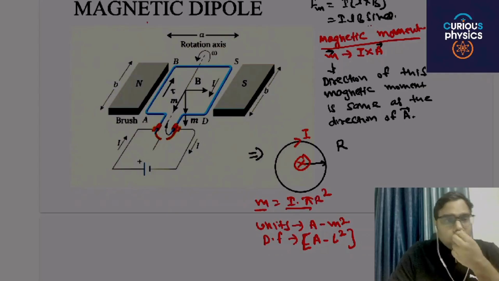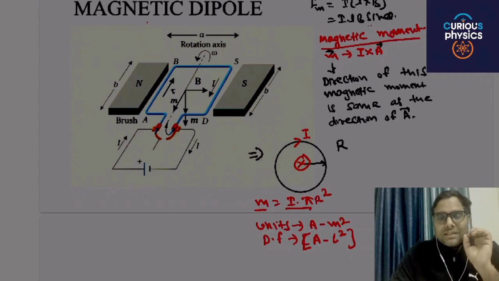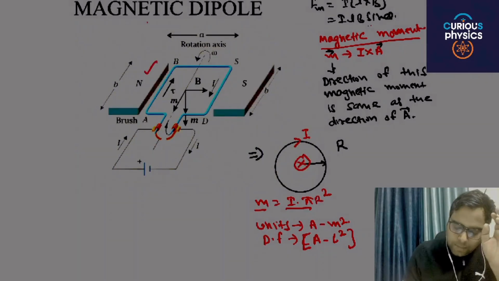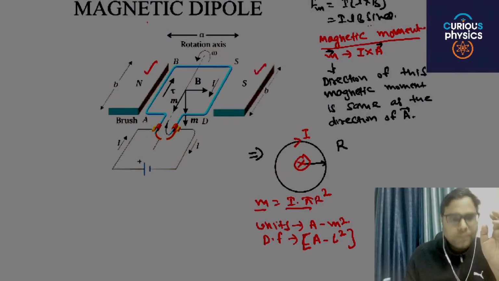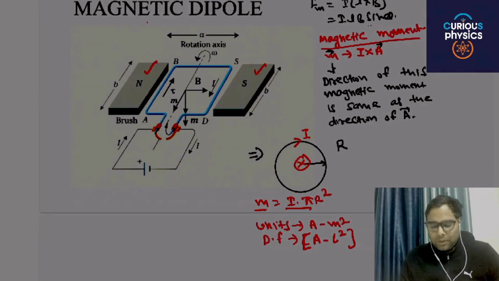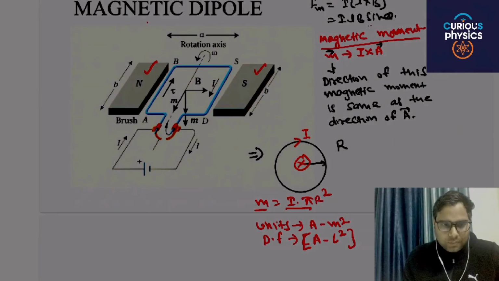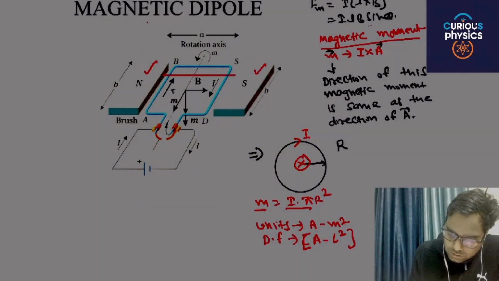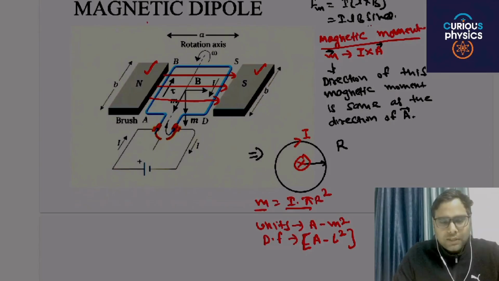When a loop is placed in a magnetic field, it experiences a torque, or a couple. The basic setup is this. There are two magnets, this is north and this is south. The direction of the magnetic field in this system is from north to south, and the size of these magnets is very big.